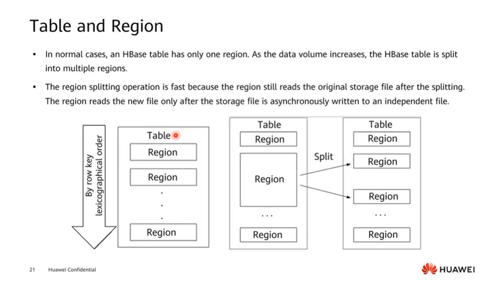After that, a big region can be split into many small regions. Region splitting is fast because the region cannot be read during the splitting. The region reads the new file only after the storage file is asynchronously written to an independent file.